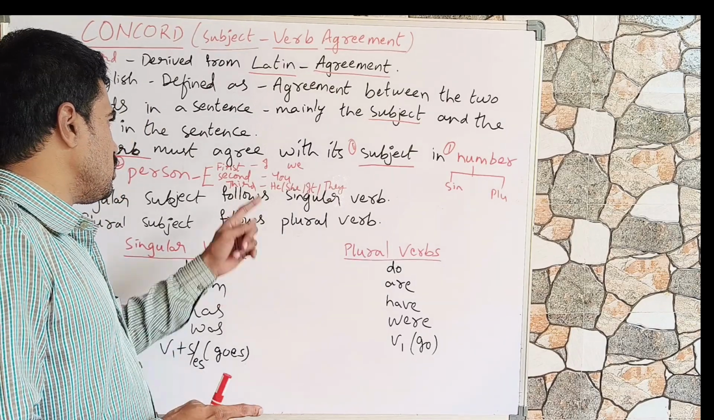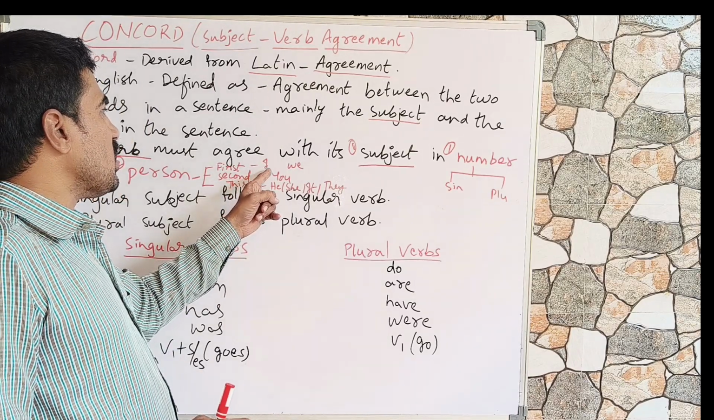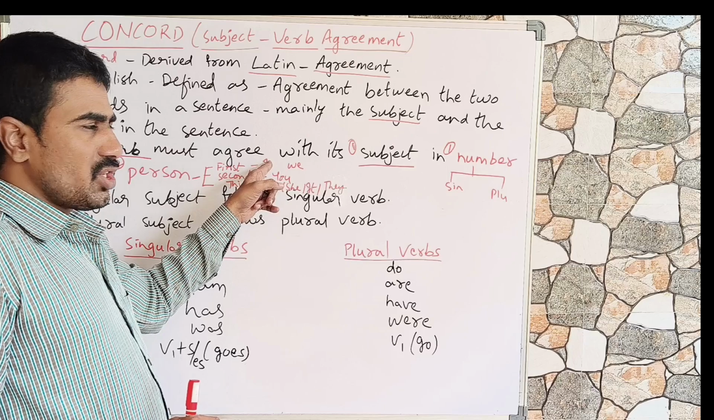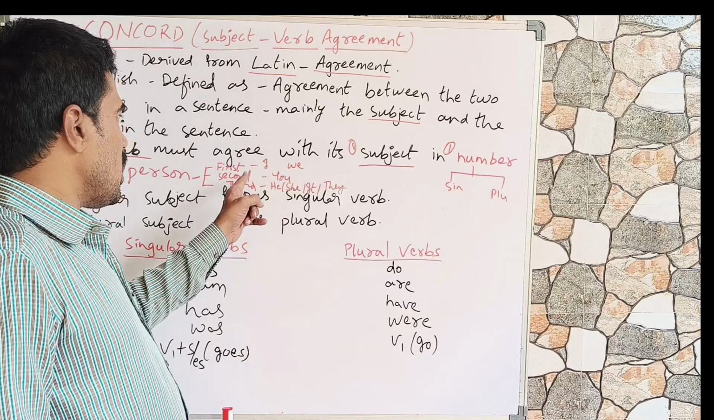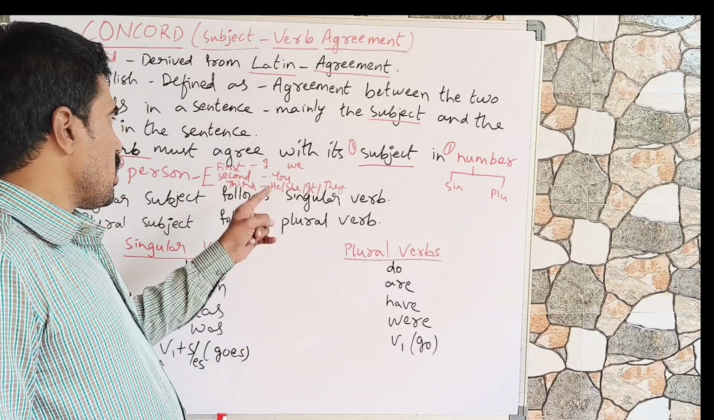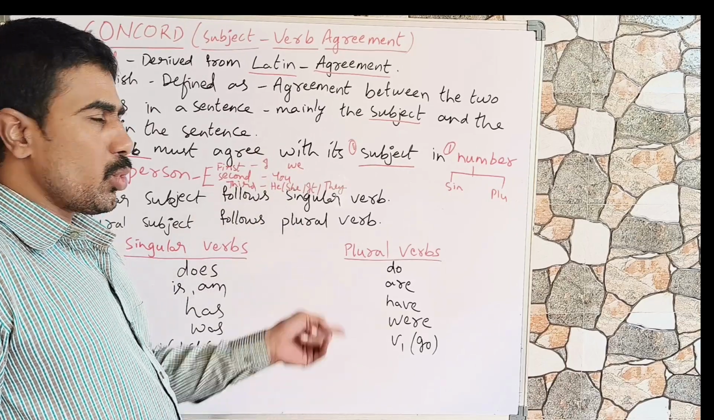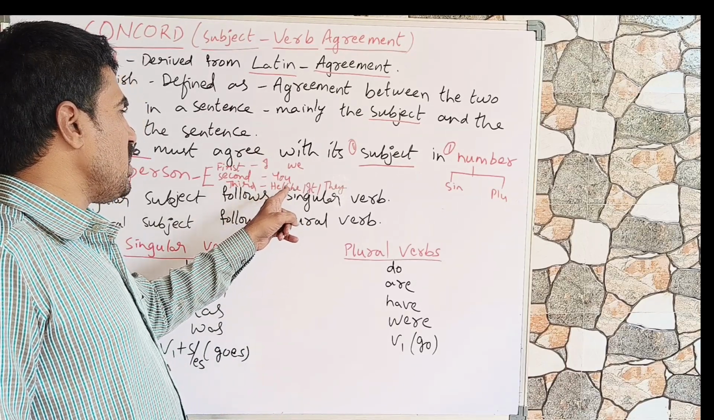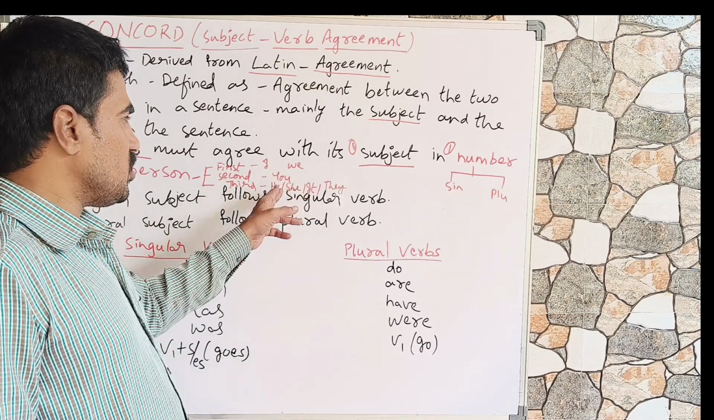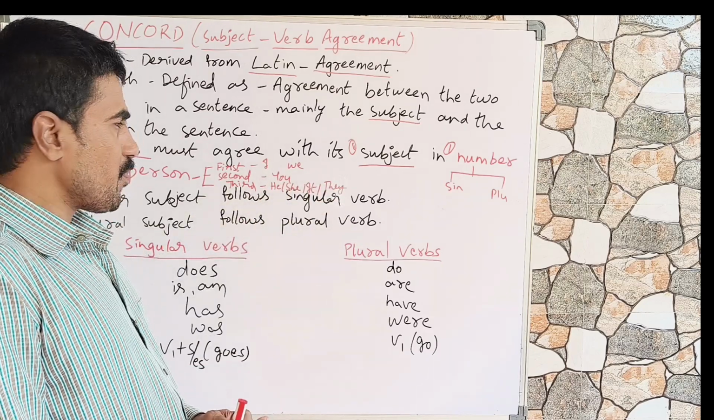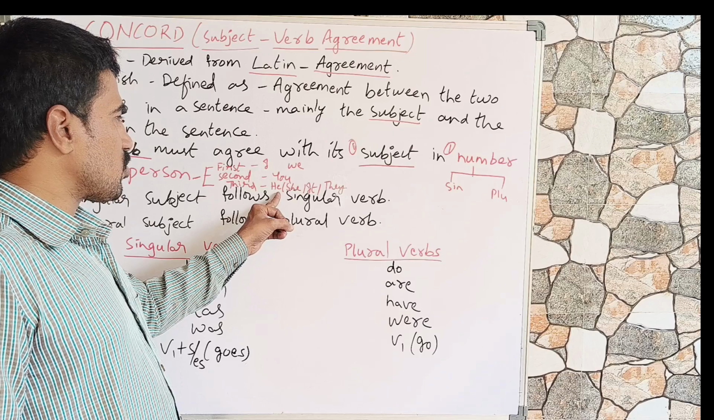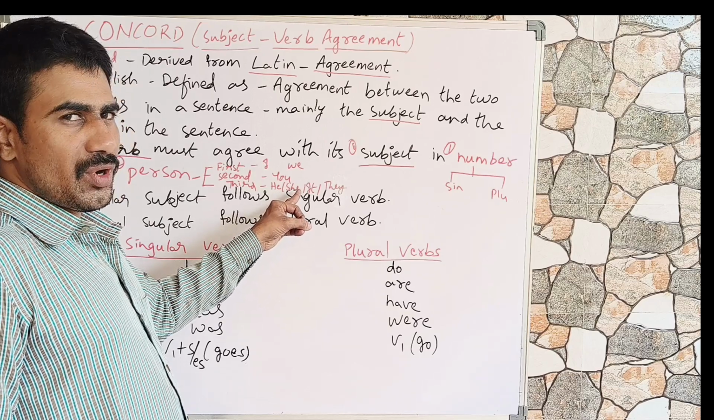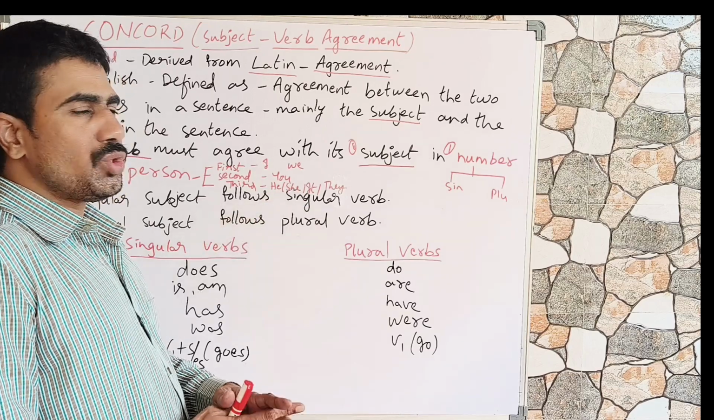And here, friends, the first person is I and we. I is singular and we is plural. The second person is you, and for both singular as well as plural we use just you. In the third person we have he, she and it. These are singular, and they is plural. He is used for masculine gender, she is used for feminine gender, and it is used for neuter gender or things.